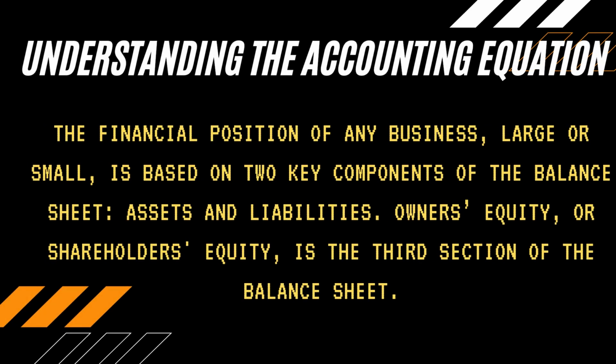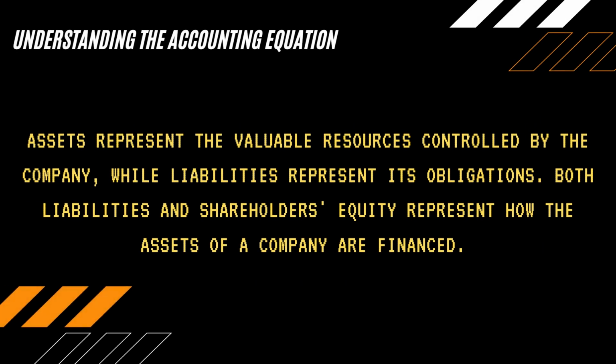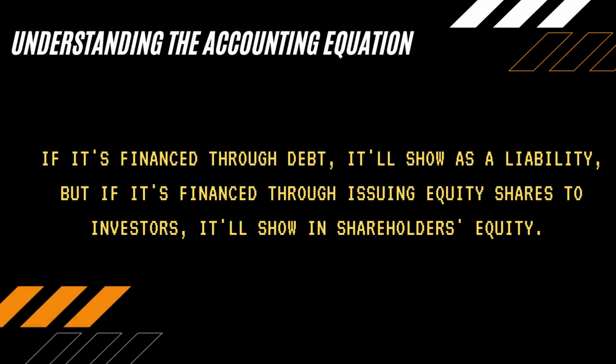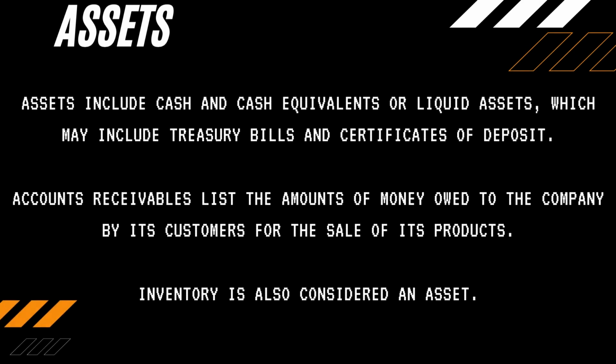The financial position of any business, large or small, is based on two key components of the balance sheet: assets and liabilities. Owner's equity, or shareholders' equity, is the third section of the balance sheet. Assets represent the valuable resources controlled by the company, while liabilities represent its obligations. Both liabilities and shareholders' equity represent how the assets of a company are financed. If it's financed through debt, it'll show as a liability, but if it's financed through issuing equity shares to investors, it'll show in shareholders' equity.